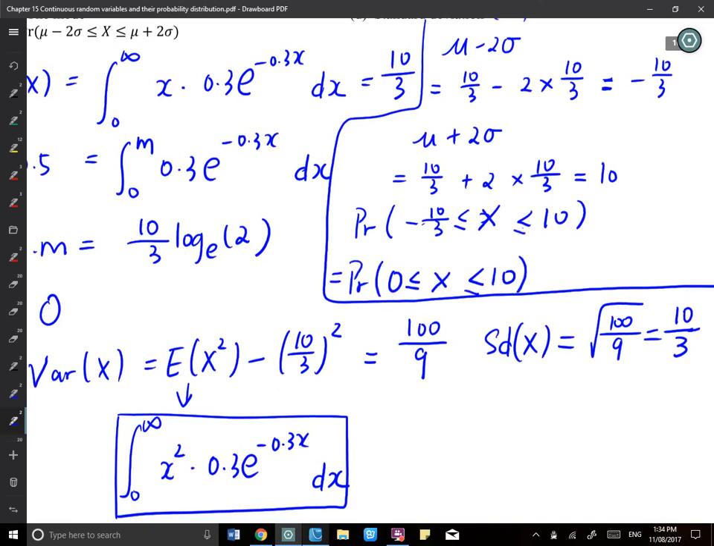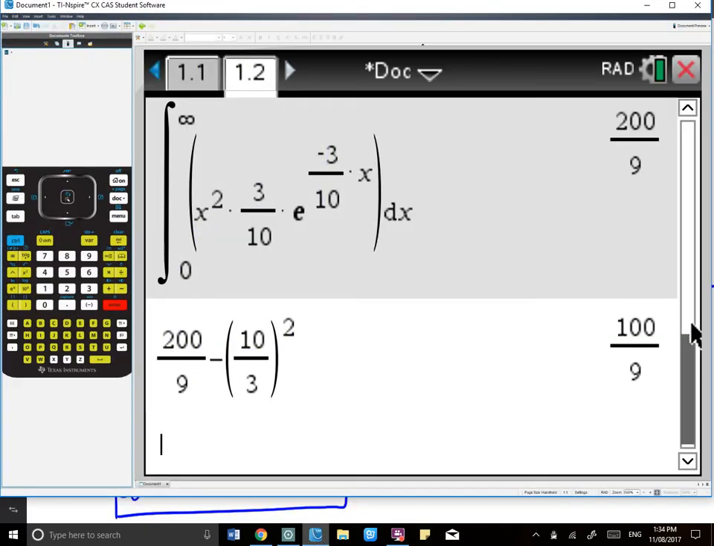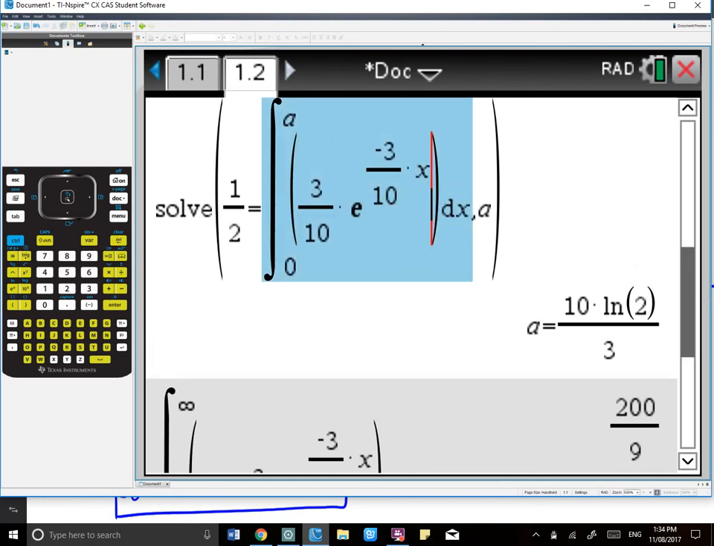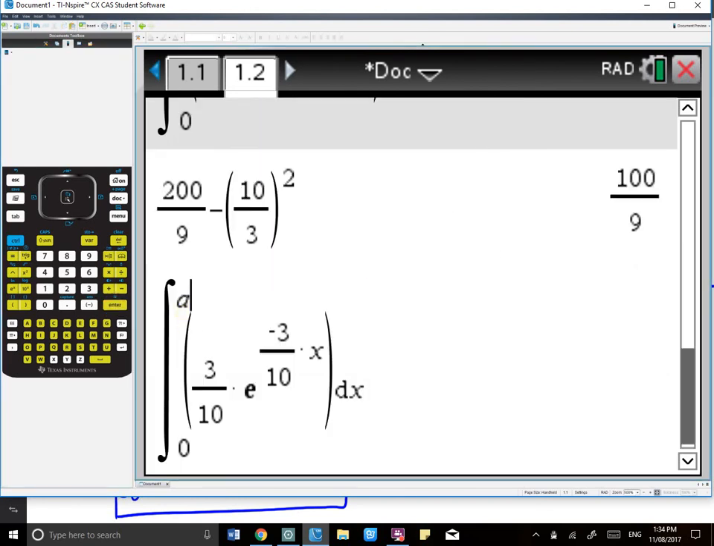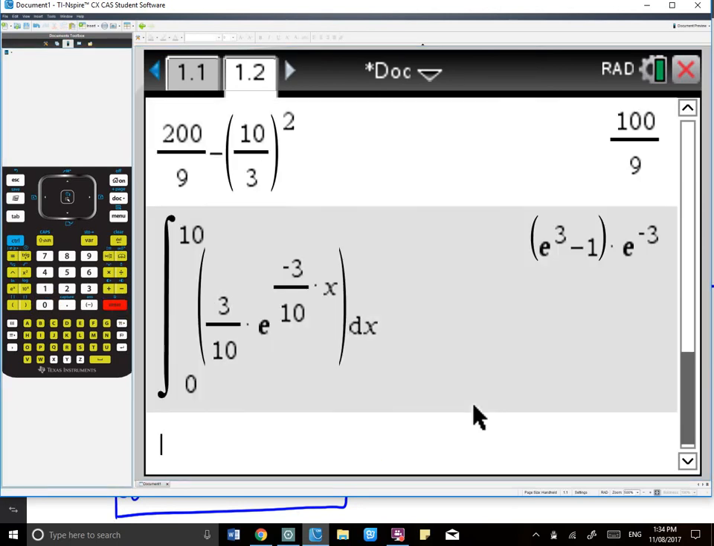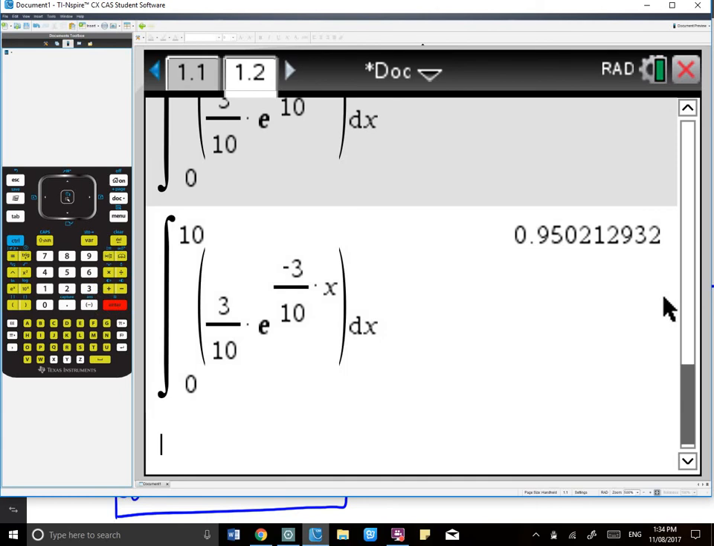0 to 10. So let's find that probability. I will choose this one, copy that down, and I will change that to a 10. All right, enter. Yeah, that's the exact value. Let's go control enter. That's very close to 0.95. It's very close to 0.95.